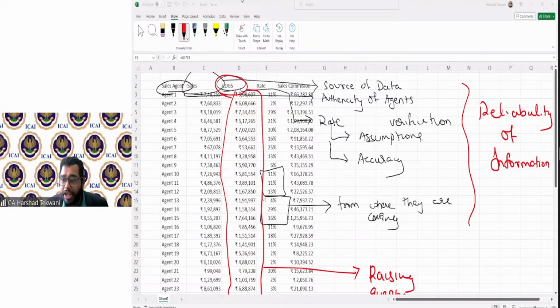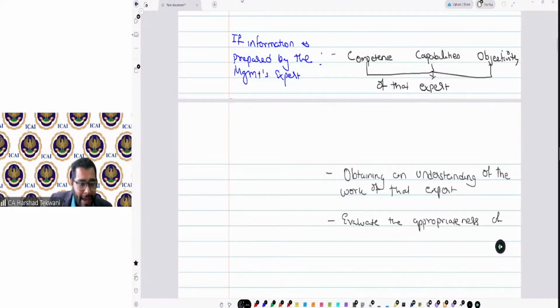So I need to evaluate the appropriateness of the expert's work, whether it is appropriate or not for me. Evaluate the appropriateness of expert's work.